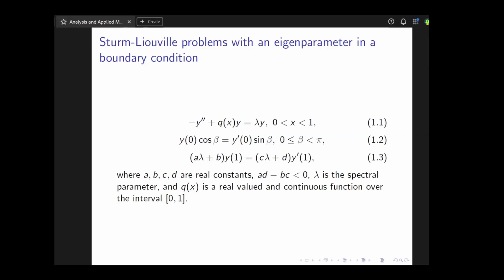On the left side, A lambda plus B, and on the right side, C lambda plus D. That's why we call it linear, because lambda is contained here linearly. A, B, C, D are real constants. We consider the case AD minus BC less than 0. Lambda is the spectral parameter. Q(x) is a real-valued and continuous function over the interval [0, 1].